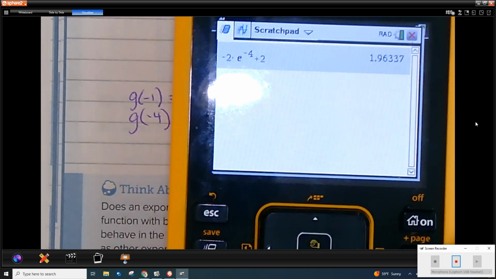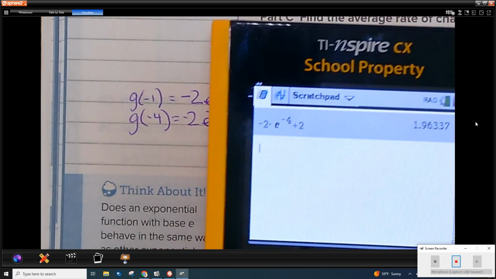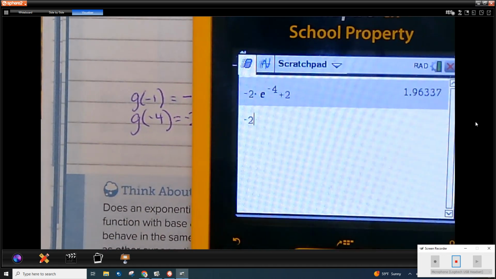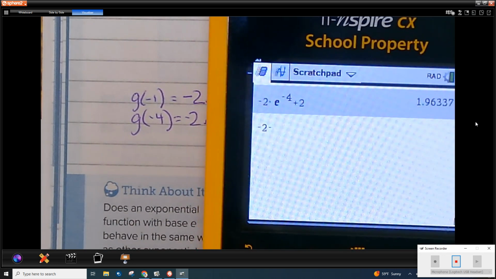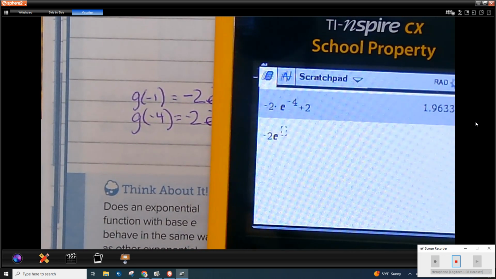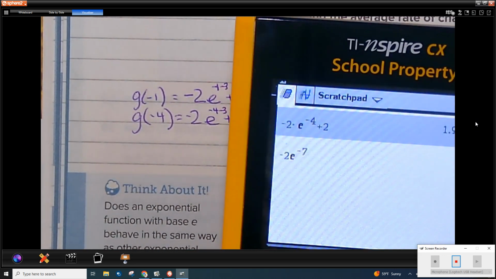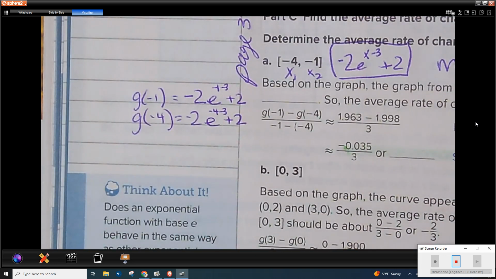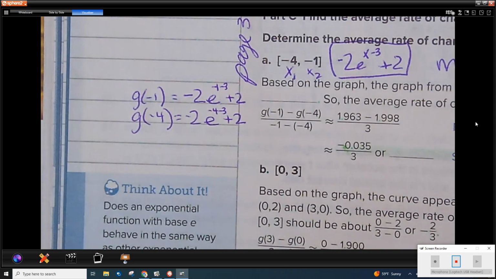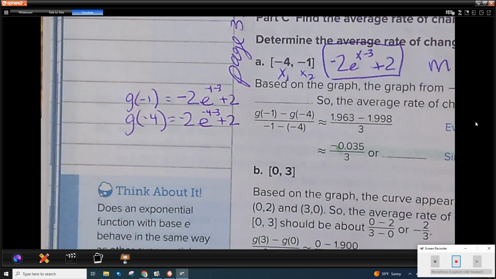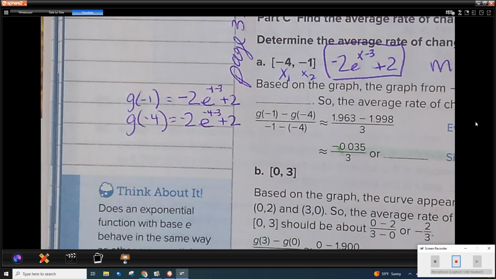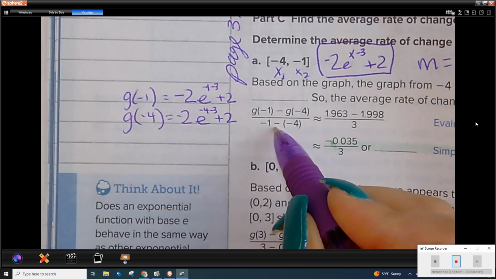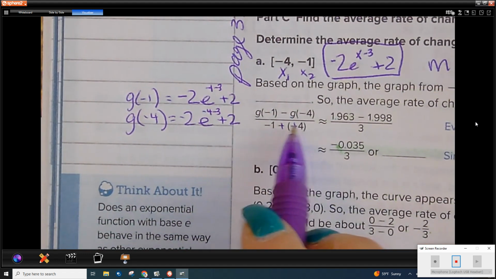And then you do the same thing. Oops, sorry about the glare. -2 e. I know -4 minus, oops, I didn't push e. -4 minus 3 is a -7. Get out of the exponent, plus 2, and we get 1.998. So then you subtract the numerators, and you get -0.035 divided by 3. Remember, when you subtract a negative, it becomes 4 minus 1, which is 3.